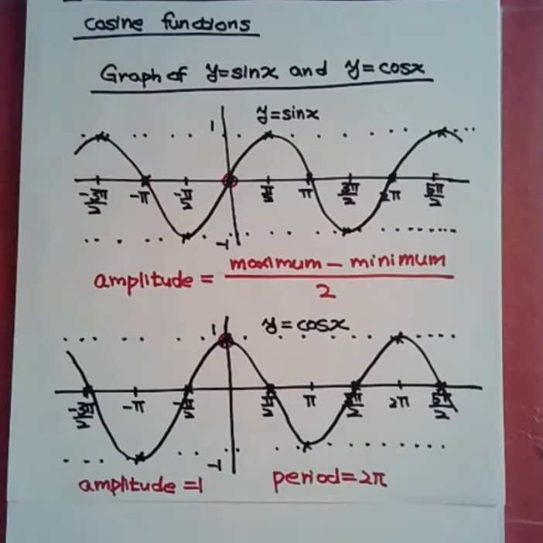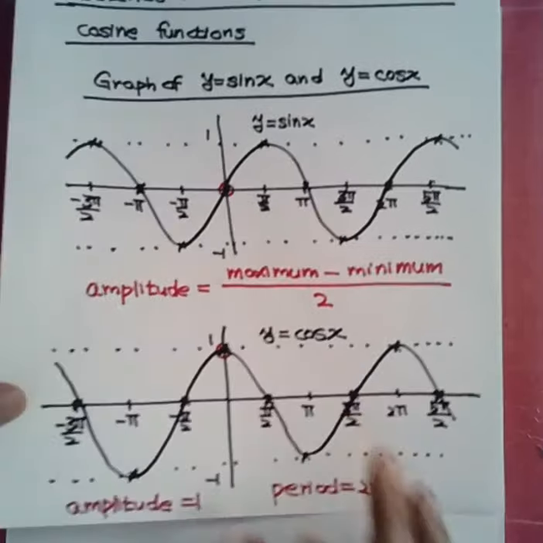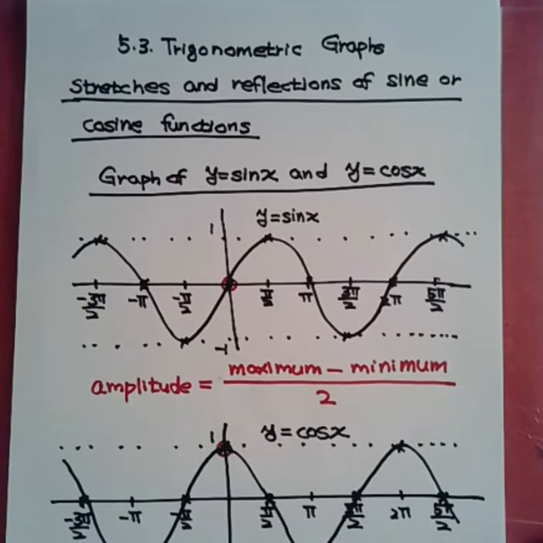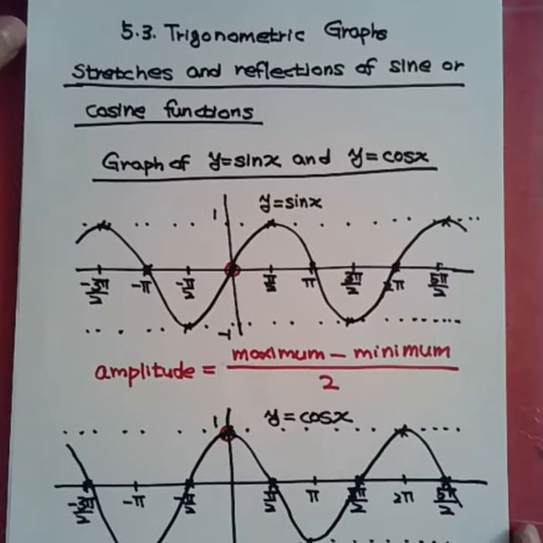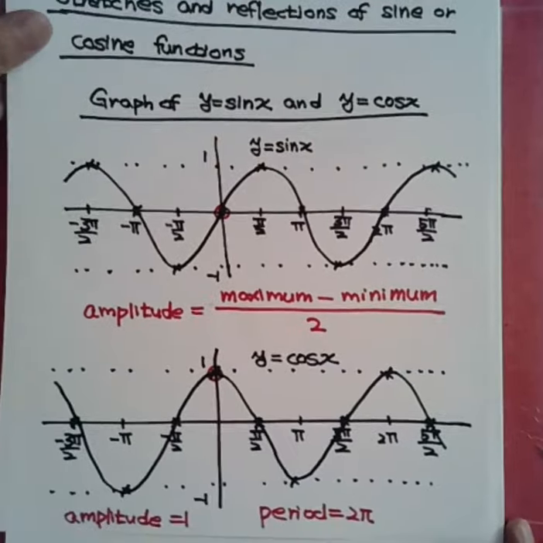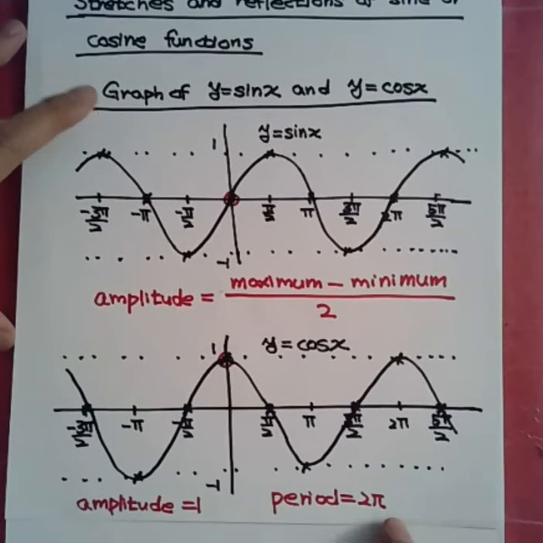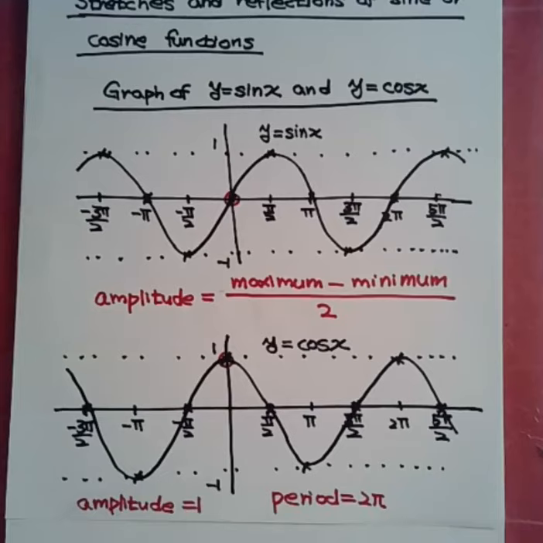So the amplitude of the basic sine and cosine function becomes 1. But if we think about vertical stretches or compression, then the amplitude will vary. And if we do horizontal stretch or shrink, then the period will become larger or smaller.